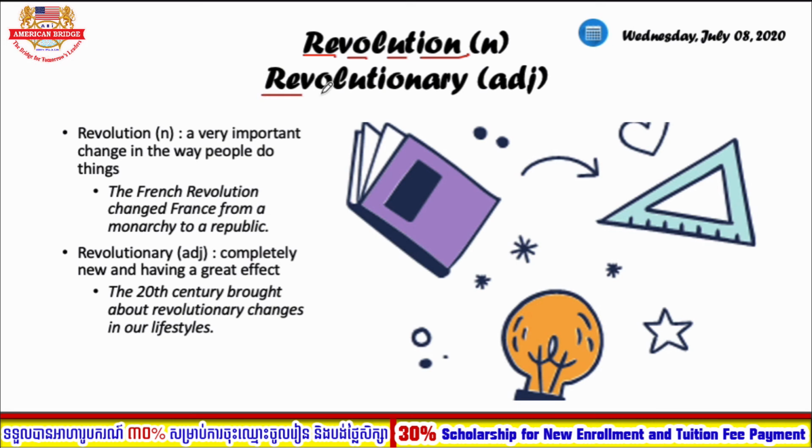So they are revolutionary. So how many syllables? One, two, three, four, five. Revolutionary, and the stress is on the fourth syllable, revolutionary, and it functions as an adjective.